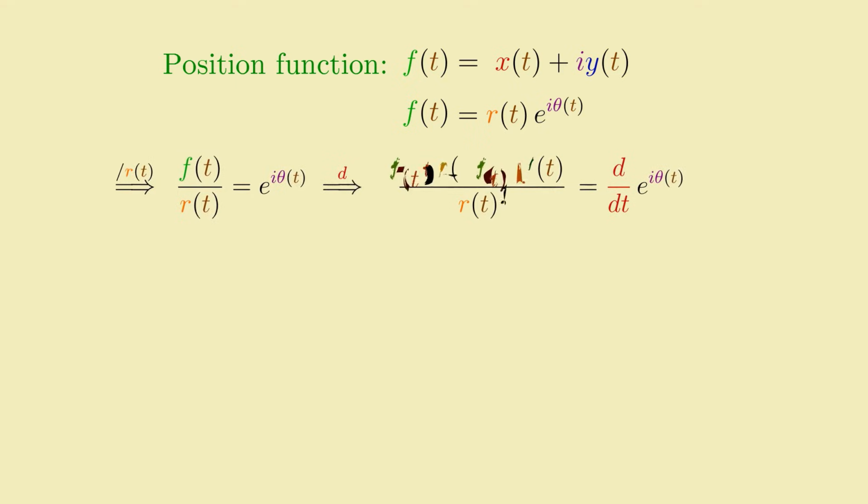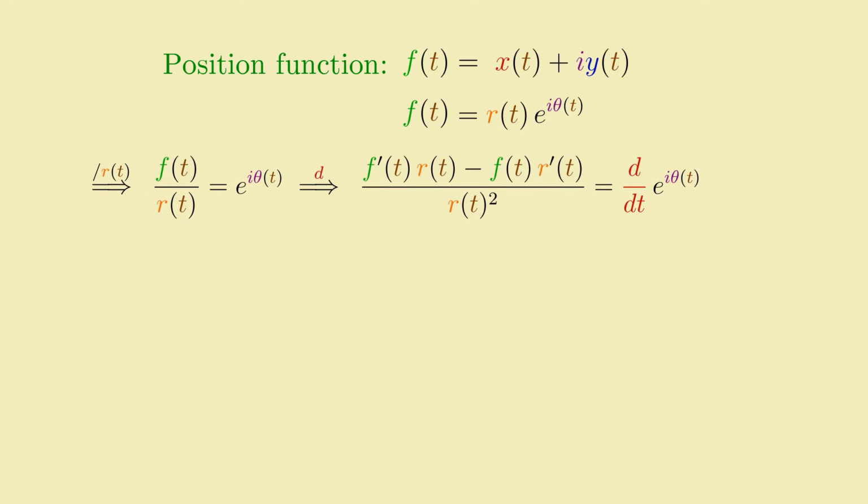So on the left-hand side, we get the usual expression f prime r minus f r prime divided by r squared. But what's really cool is the exponential derivative rule works the same old way as well. On the right-hand side, the derivative of e to the i theta of t will just be itself times the derivative of i theta of t, in accordance with the chain rule. And since i is a constant, it just becomes i times the derivative of theta. Do you see now why writing a unit complex number as e to the i theta is so useful?